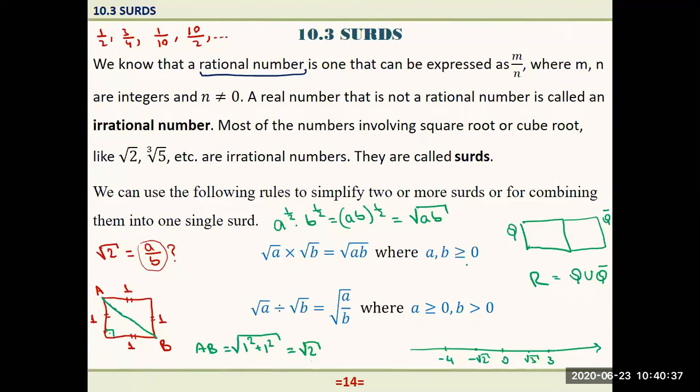But here a and b should be positive, because under the square root we cannot have a negative number. If it is a negative number, it wouldn't be a real number, okay? In a similar way for division, but only here we have one exception. b should be greater than 0, right? Because we cannot divide any number by 0.